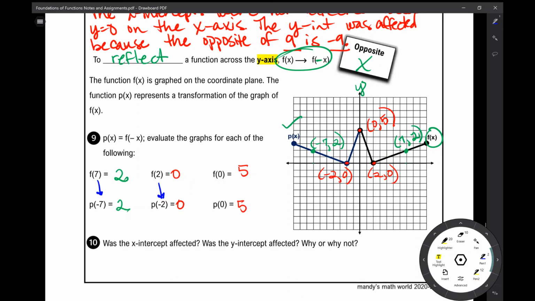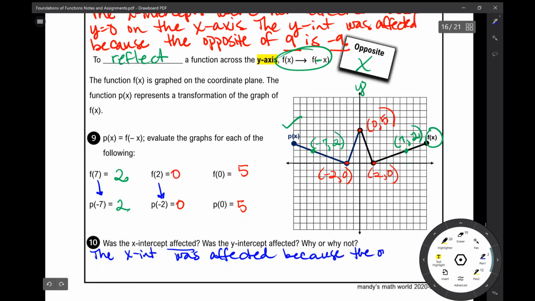So was the x-intercept affected? Yes, it was. The x-intercept was affected because the opposite of 2 is negative 2. Again, what's another way you could prove that? Because 2 times negative 1 is negative 2. The y-intercept was not affected.